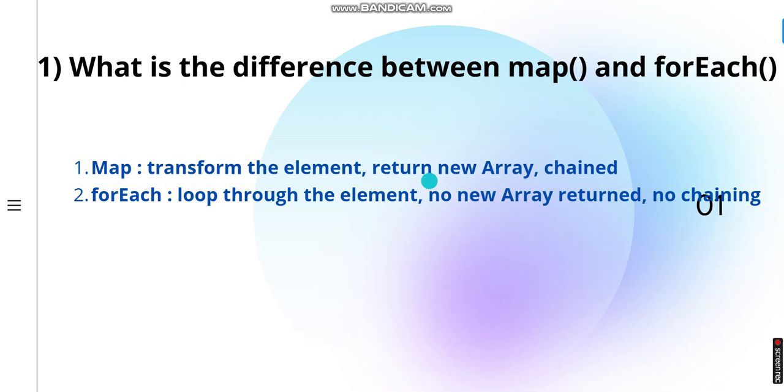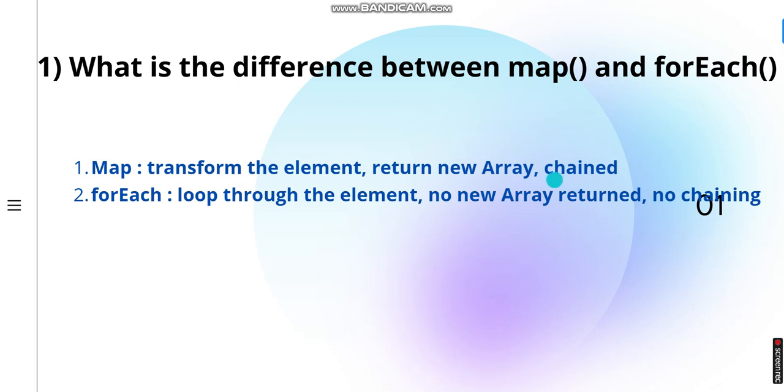Now the second difference you can mention is that map returns a new array. Whenever any transformation happens, all the transformation is done on the elements and it is returned as a new array with the same length as the original array, whereas in forEach we don't get any new array; no new array is returned.